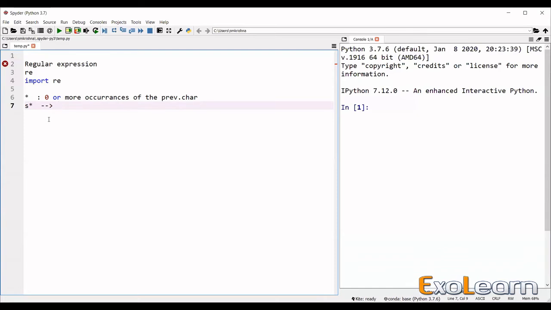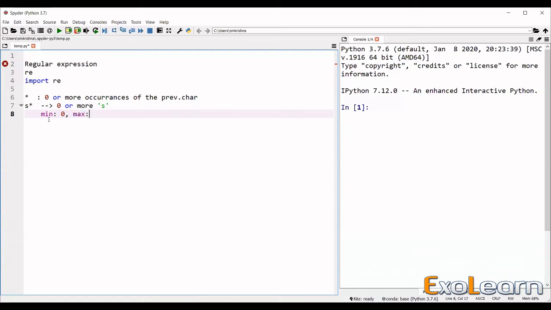So for example, I have written S star. This is the pattern I have used, or this is the regular expression I'm using. It means 0 or more S's are expected in my input. So that means minimum occurrences expected are 0, maximum occurrences are infinite, unlimited. Okay, S star gives the meaning of an optional S, optional character S.